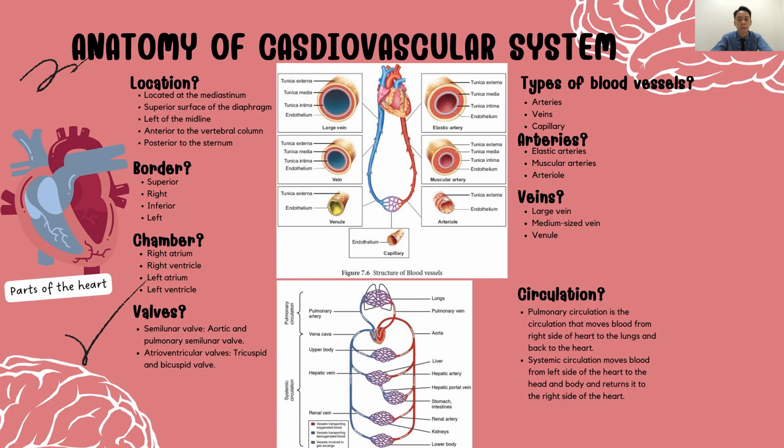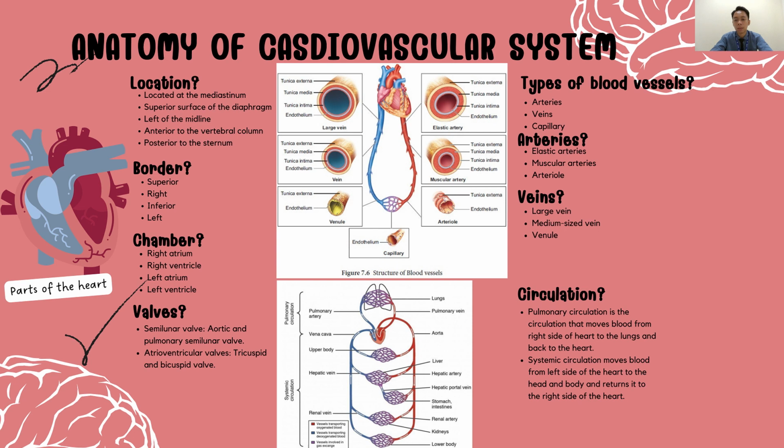Let's look at the anatomy of the heart. So, the heart is located at the mediastinum, on the superior surface of the diaphragm, left of the midline, anterior to the vertebral column, and posterior to the sternum. Other than that, the heart also has its own borders.